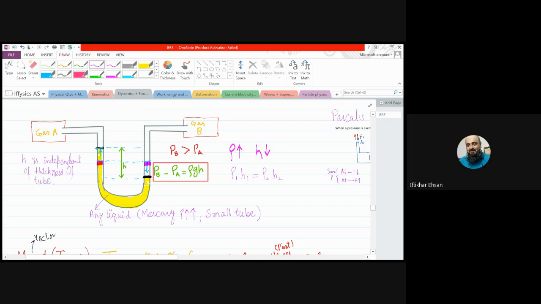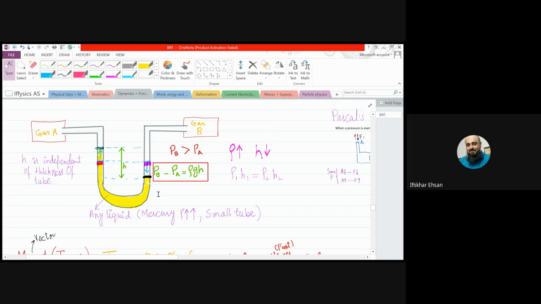Right. And most interestingly, if you make one side narrower and the other side thicker, like one side is this and the other side is a thicker tube, the H will stay the same as well. It will not change. It has no effect from the thickness of the tube. But if you change the liquid, then the H will change as well.